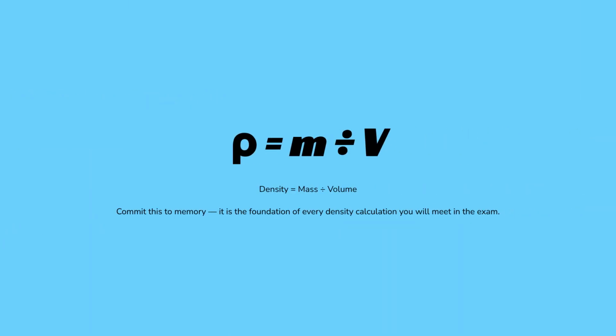Commit this formula to memory. Rho equals m divided by v. It is the foundation for every density calculation you will encounter in your physics exam.